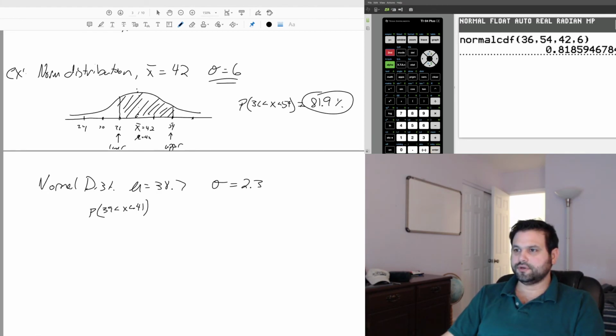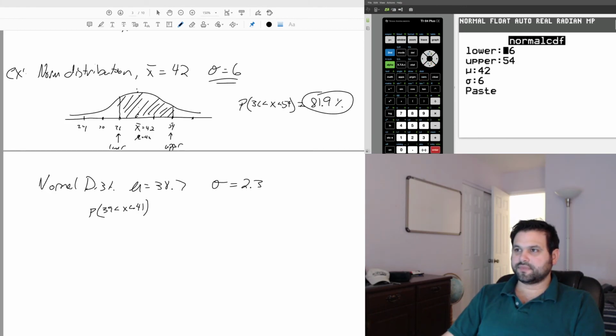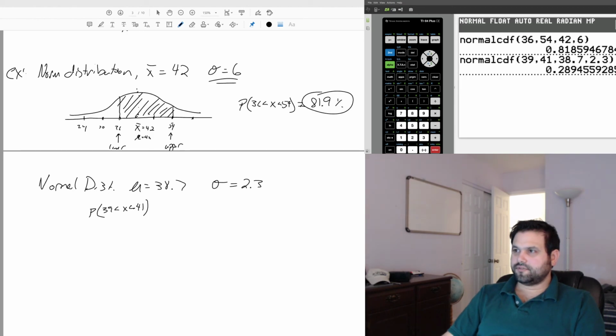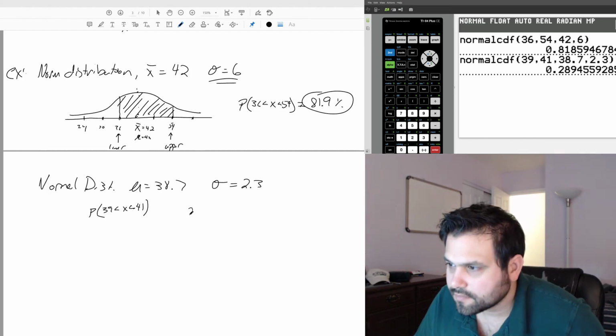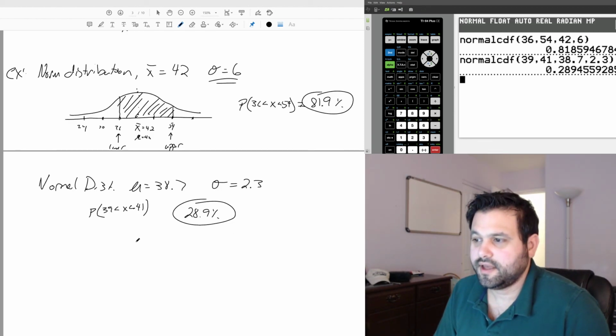So I'm going to go to second distribution, normal CDF, and the lower bound's 39, upper's 41, the average here is 38.7, and the standard deviation is 2.3. And so that probability ends up being about 28.9%. Okay? That's how we use the normal distribution and the normal curve.